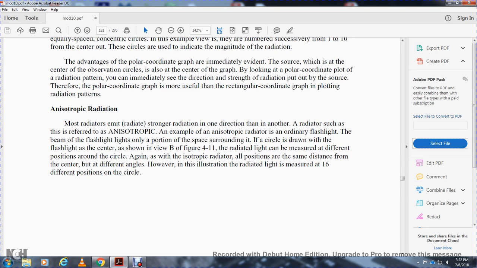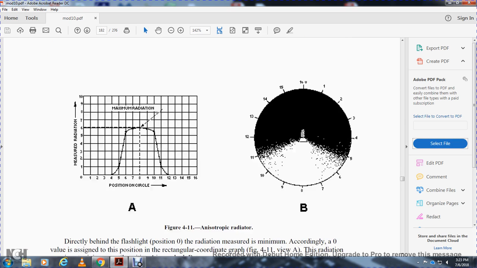If you circle the flashlight, with the center shown in view B of figure 4-11, the radiation of the light can be measured at different positions around the circle, as with the isotropic radiator. All positions are the same distance from the center, at a different angle. However, the illustrated radiated light is measured at about 16 different positions on the circle. Figure 4-11 shows the anisotropic radiator.